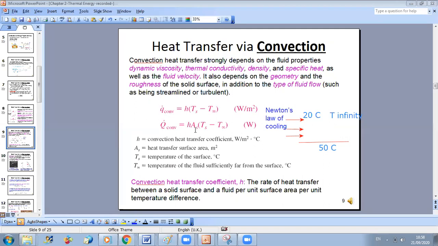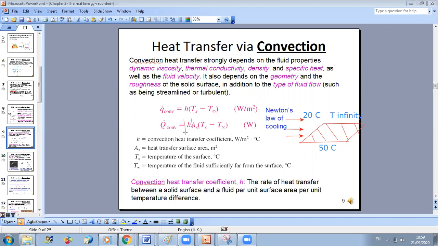The surface area, for example, here, if your surface is in the form of a plate, then the surface area you consider is this one, which is the area over which air is going over. So it's H times A surface, which is here the area of this rectangle, times Ts minus T infinity. Now how to predict this term, H?